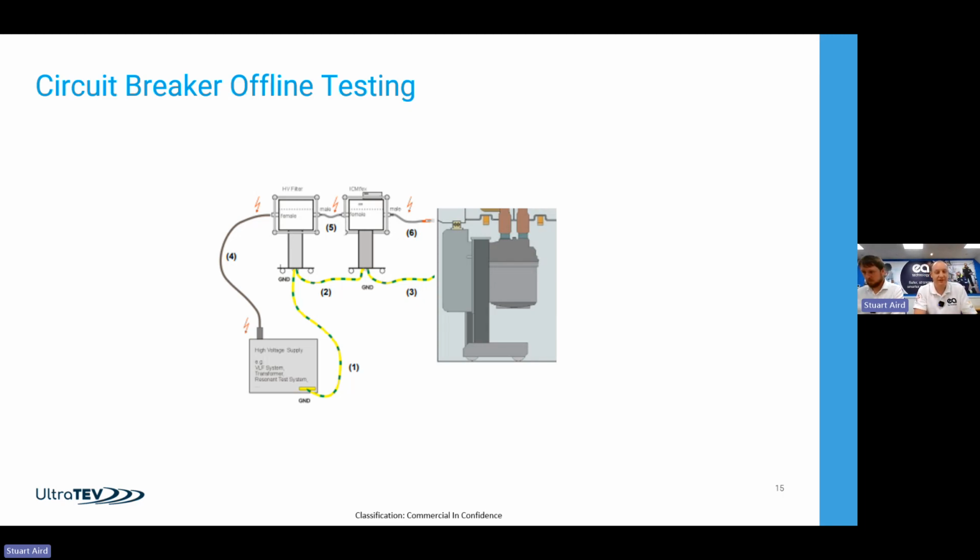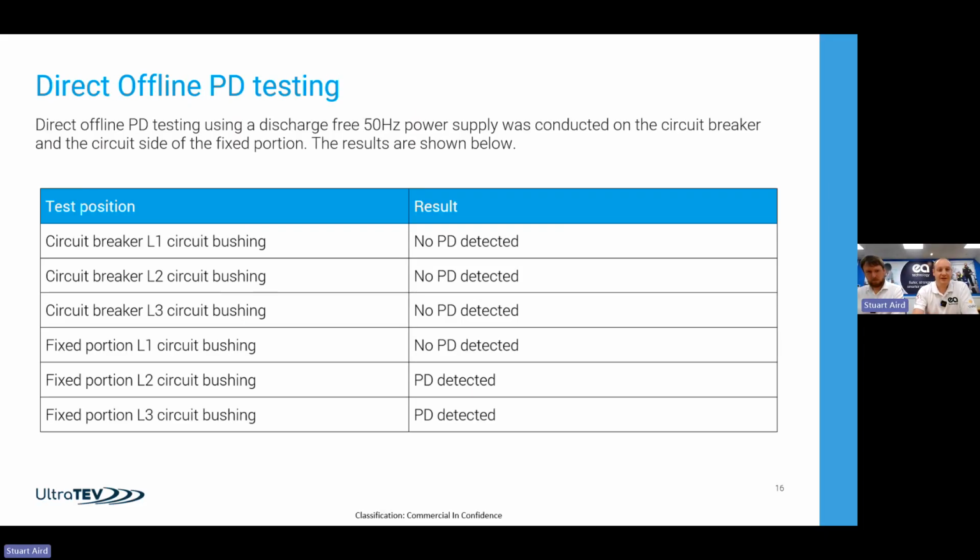So you can do each phase individually. It's a single phase supply at that point. So this next slide shows us the results of that testing. What we found is the circuit breaker was completely free from partial discharge and we never detected any activity at all on the circuit breaker itself and the circuit bushings. So we decided we would then take the CTs out themselves.